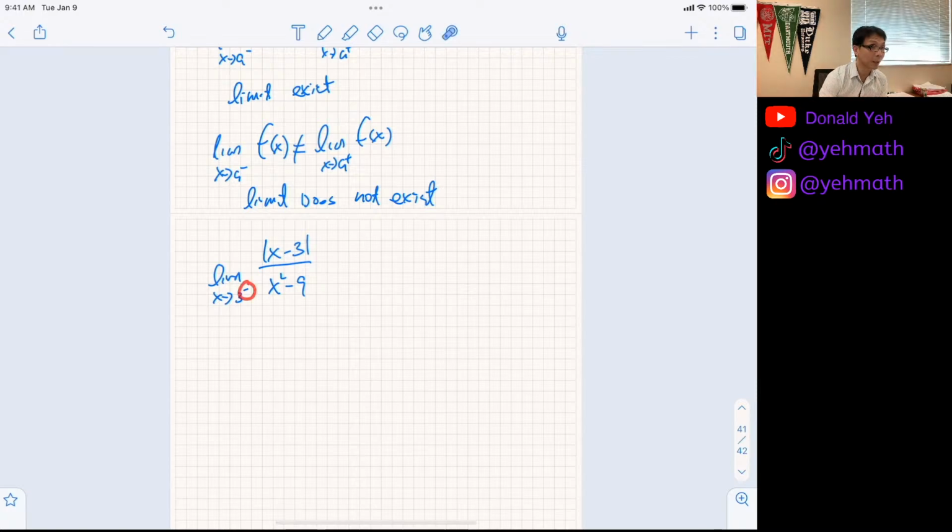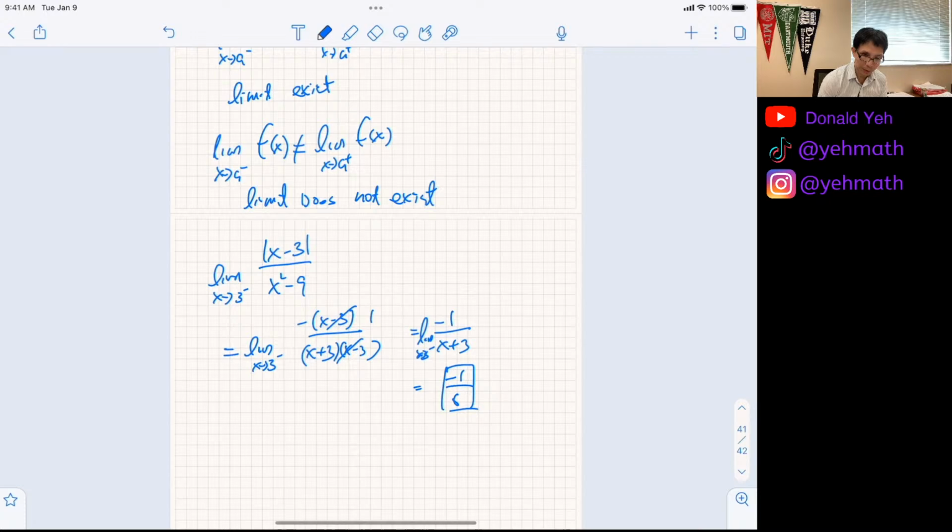See, this is the left side, right? If it's the left side, you're going to plug in from the left side equation. So that's equal to the limit as x approaches 3 from the left side of negative x minus 3 over x plus 3 times x minus 3. And this will cancel out. It'll be -1 over x plus 3, limit as x approaches 3 from the left. So it'll be -1 over 6 if I plug in 3. Questions?